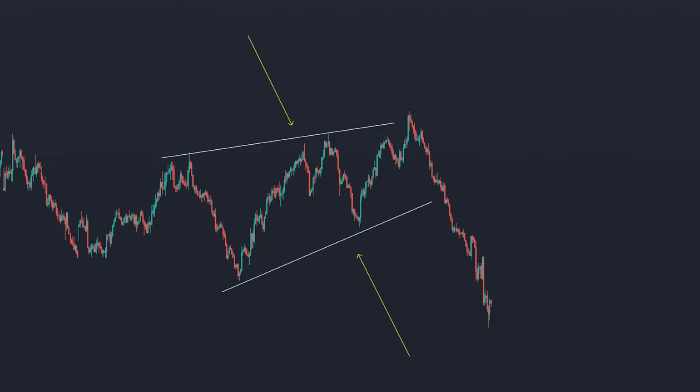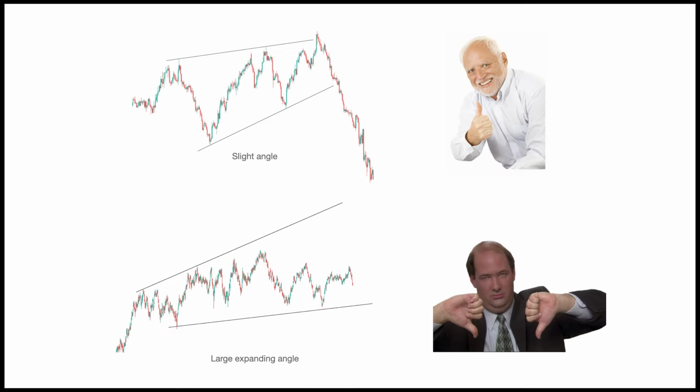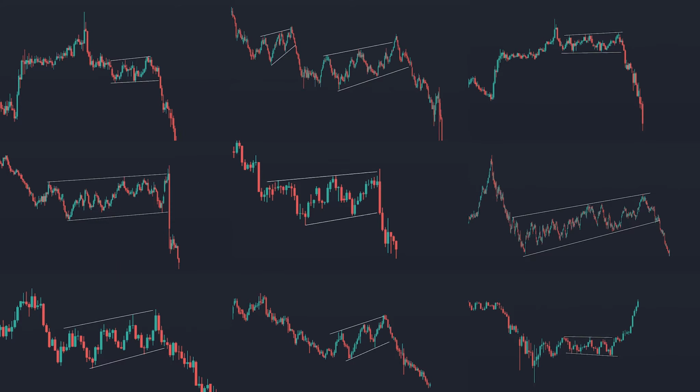So the next thing you're going to look at is the positioning of that top and bottom trend line. What you're looking for is for that top and bottom trend line to mirror each other. And you're also looking for there not to be a massive angle between the trend lines. So as you can see here from all these patterns that do play out, they all share the same characteristics. You can see that those trend lines pretty much mirror each other dead on.